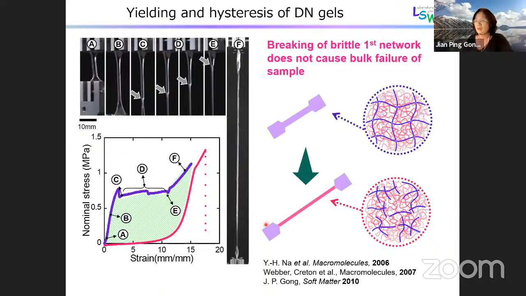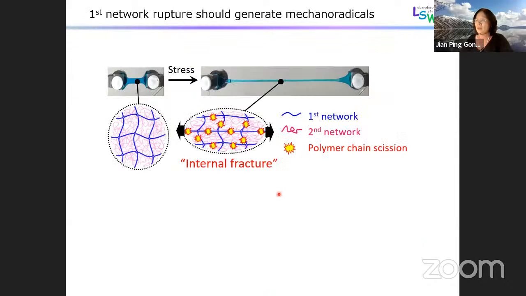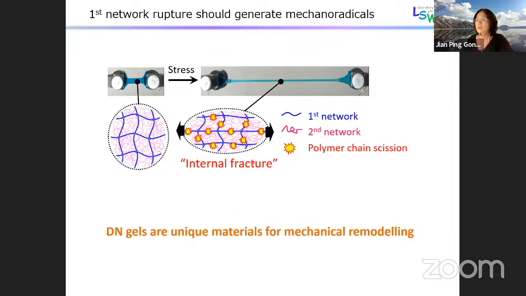So this kind of material has a huge amount of internal fractures, so it must have a lot of mechanoradicals if the bond cleavage occurs homolytically. And if this is true, then we might use this kind of double network gel system to remodel the materials.